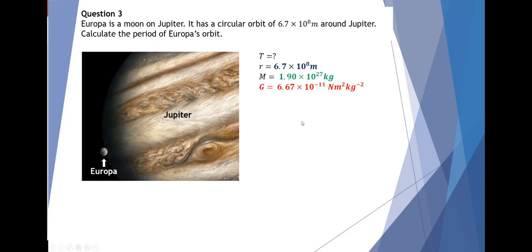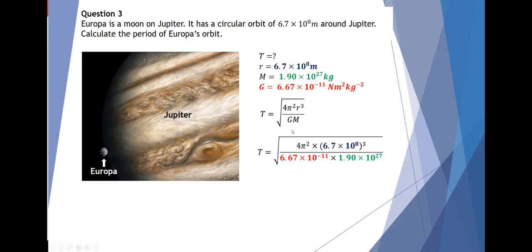All we have to do now is sub in our values. I've color-coded them so they're a bit easier to follow. So our equation here, let's substitute in the radius, 6.7 by 10 to the 8 cubed, substitute in the universal gravitational constant, and of course the mass, big M, of Jupiter, not Europa. We don't even have the mass of Europa in our data. Big M being the big object, which is Jupiter, 1.9 by 10 to the 27. Sub in those values, do our calculations, and we find the answer for the period of Europa around the planet Jupiter is 3.06 by 10 to the 5 seconds.